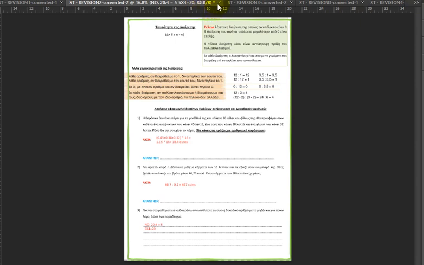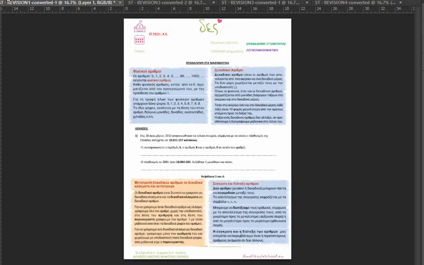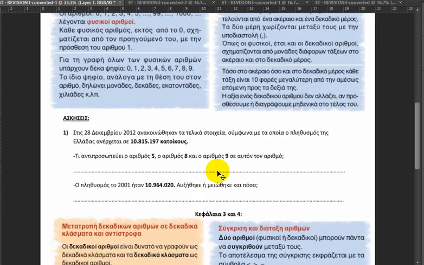And let's move on. All right, here we have a problem as well. Here we have the population of Greece being 10,815,197. And we're being asked what each of the numbers 5, 8, and 9 represent.